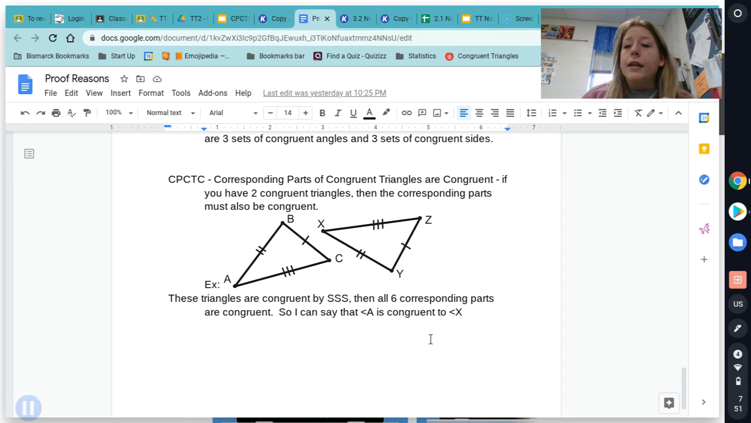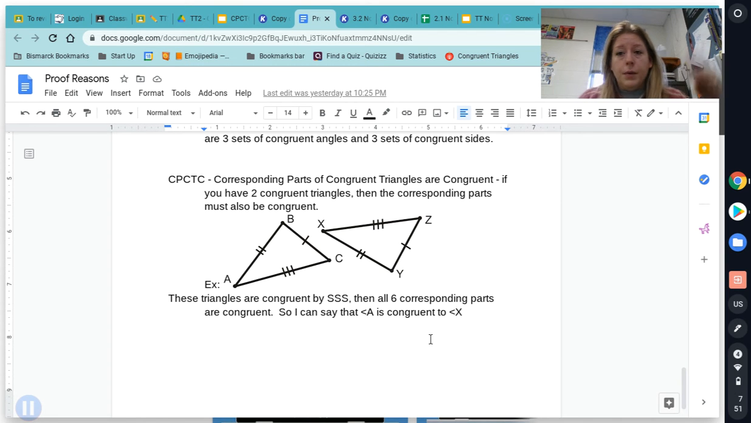Okay, we're going to add this CPCTC. Go ahead, try and say that real fast. CPCTC. It stands for corresponding parts of congruent triangles are congruent. So what it means is after you have proven that the triangles are congruent to each other, then we have those 6 corresponding parts. 3 sets of sides, 3 sets of angles. Those all have to be congruent now because the triangles are themselves congruent.